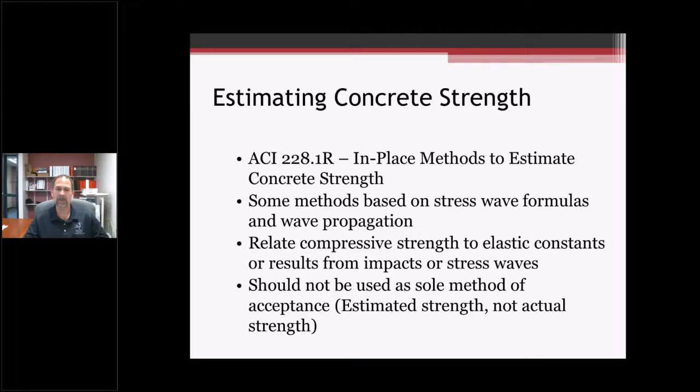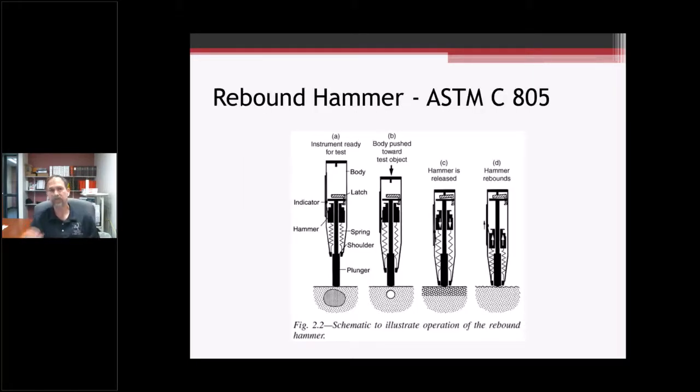Because by definition, concrete strength is the ultimate strength. We're testing it to failure. We put it in a compression machine, we're squeezing it, and we're testing it to failure. Obviously, none of these methods are testing to failure, so they're just estimated methods. They're all based on standardized procedures. That's not to say that they're no good, but they shouldn't be used as the only method of acceptance.